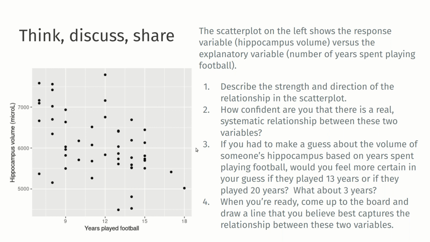Another issue to think about is if you had to make a guess about the volume of someone's hippocampus based on years spent playing football, would you feel more certain in your guess if that person played 13 years, so in other words, if they were kind of right in the middle here of our data, or would you feel more certain if they had played 20 years or 3 years, something kind of way on the extremes, or maybe even beyond the range of data that we have?